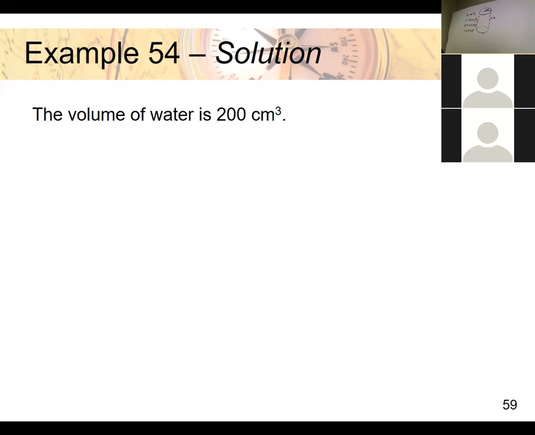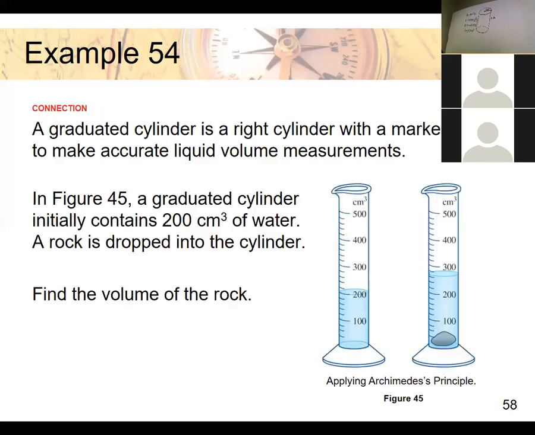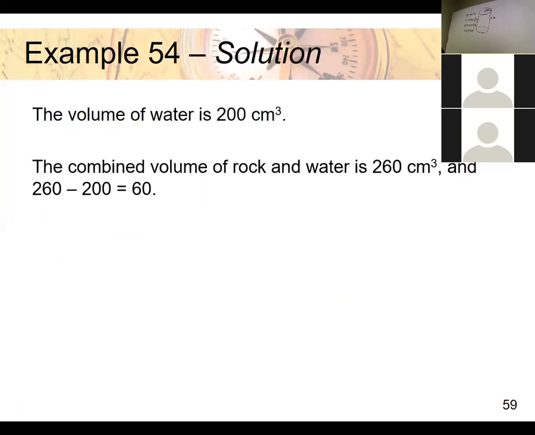Well, the volume is 200 cubic centimeters. Now, the combined volume of the rock and the water has risen to 260 cubic centimeters. I don't know if y'all can see this, but this is at 200, this is at 220, 240, 260. So now with the rock in it, the water has risen to 260 cubic centimeters. So when you subtract 200 from 260, that means that the volume of that rock will be 60 cubic centimeters.